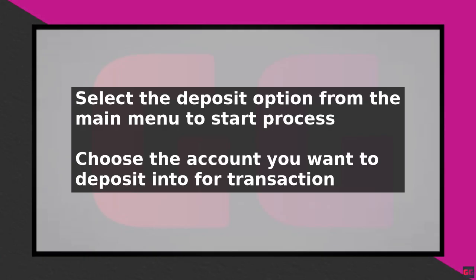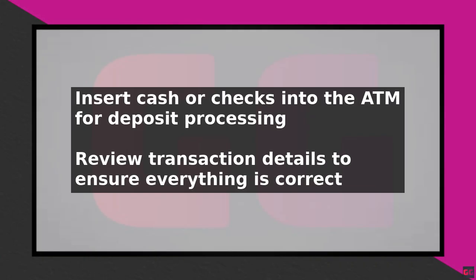If you are depositing cash, insert the bills into the cash deposit slot. The ATM will count the bills and display the total amount deposited. If you are depositing checks, insert the checks into the envelope provided and follow the on-screen instructions to complete the deposit. Once you have inserted your deposit, review the transaction details to ensure everything is correct.